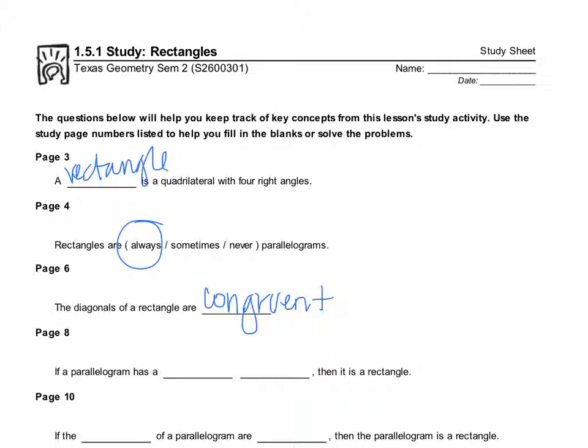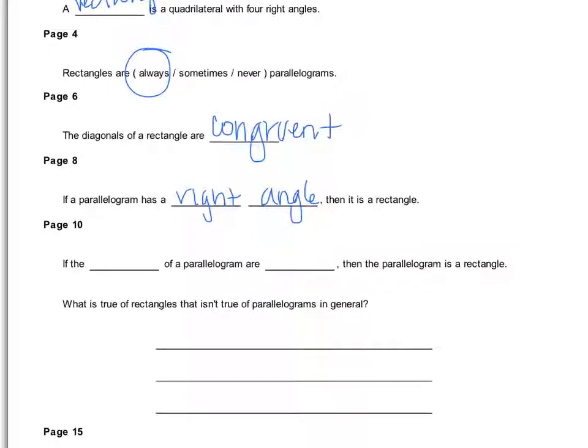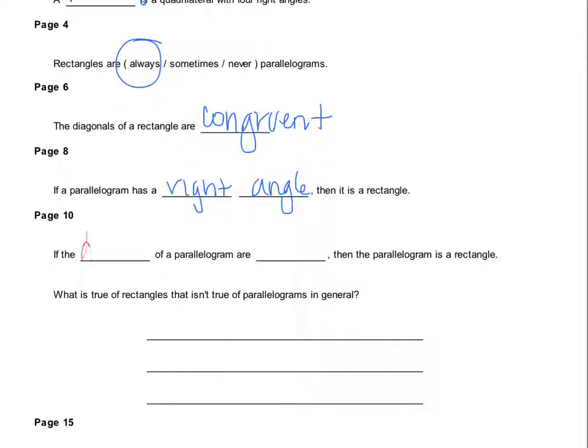If a parallelogram has a right angle, just one is all it needs. If we know it's a parallelogram and one of those angles is a right angle, then it's got to be a rectangle. And we also know that if we have a parallelogram, and the diagonals of that parallelogram are congruent, then the parallelogram is a rectangle.